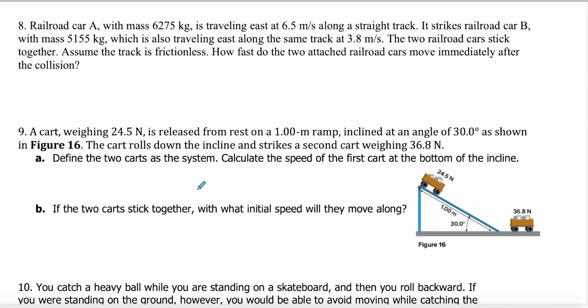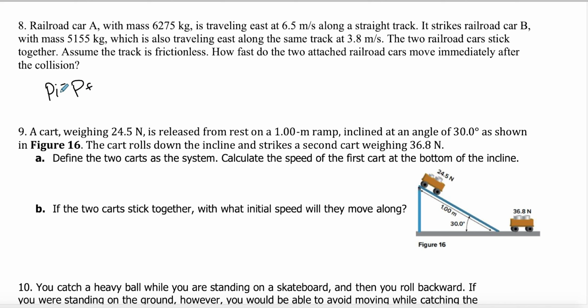All right, number 8. We're working with collisions here. So numbers 8 and 9 will be working with collisions. So railroad car A, that's 6275 kilograms, is going east. And railroad car B is going east along the same track. 2 railroad cars hit and stick together. Assume the track is frictionless. How fast do the 2 railroad cars move immediately after the collision? So this is a conservation of momentum problem. We have our initial momentum is equal to our final momentum.